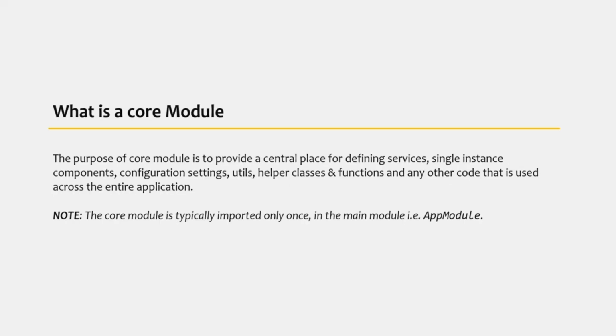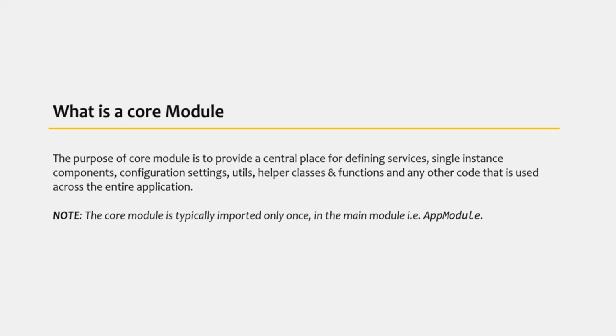The purpose of a core module is to provide a central place for defining services, single instance components, configuration settings, utils, helper classes and functions, and any other code that is used across the entire application. So you can think of a core module like a central module which contains all the code, like services, which can be used throughout the entire application. And the core module is typically imported only once, and that is in the app module.